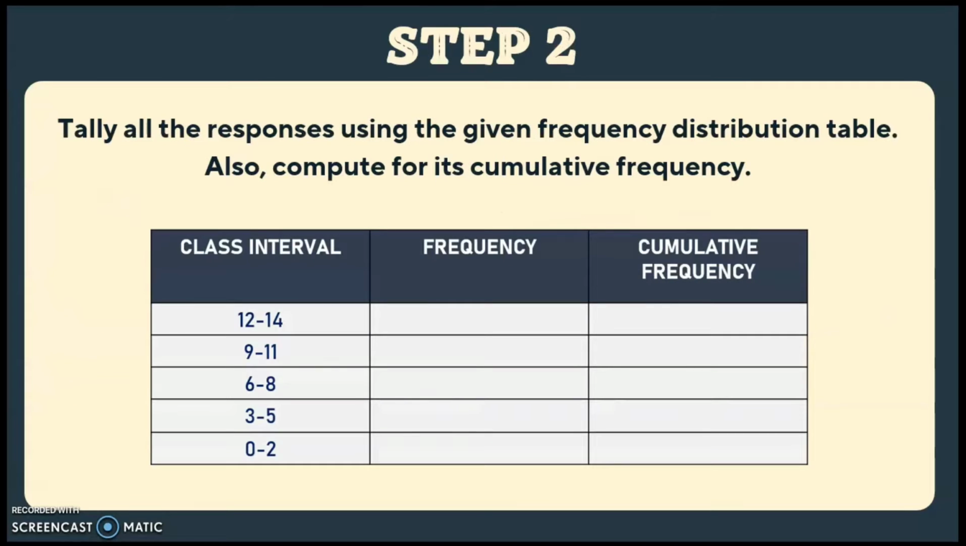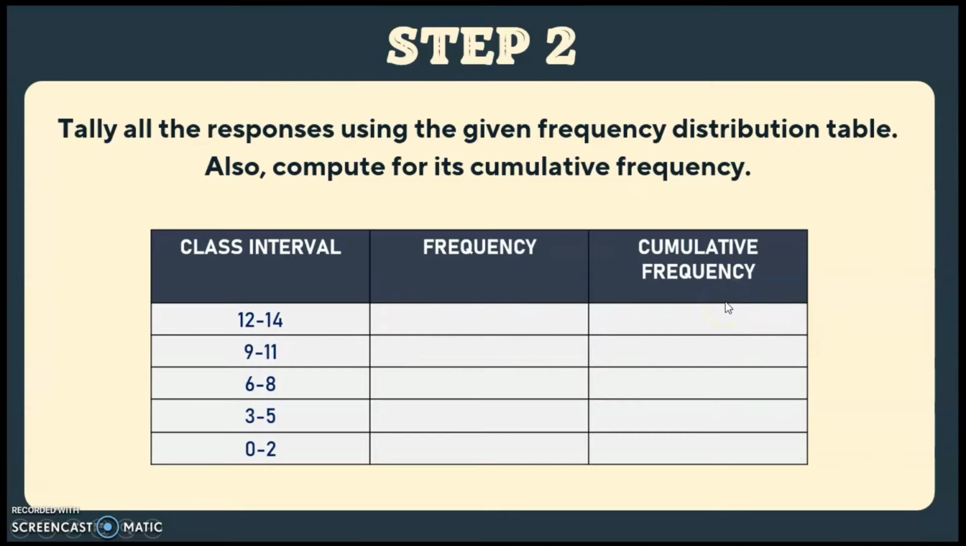After doing that, step 2 is to tally all the responses using the given frequency distribution table. Also, compute for its cumulative frequency. So, this is the table that you are going to use. So, meron na rin class interval na nandito. No? So, itatali nyo. For example, si Joshua, 8 hours ang sagot niya. So, magtatali ka dito. Itatali mo dito. For example, si Maria, 3 hours siya nagagamit ng phone every day. So, dito mo itatali. Yun, hanggang 50 responses. So, bilangin nyo lahat. So, that will be the frequency.